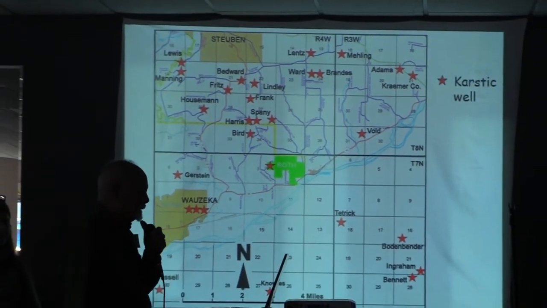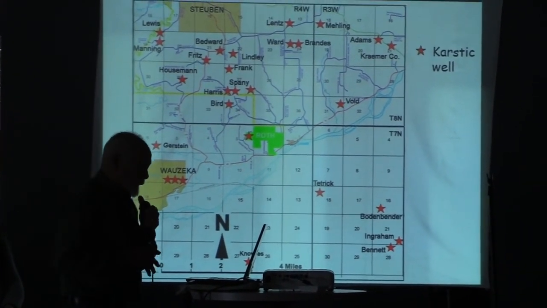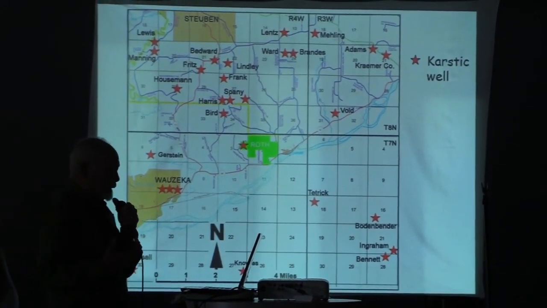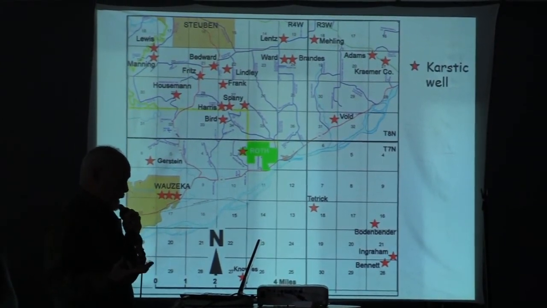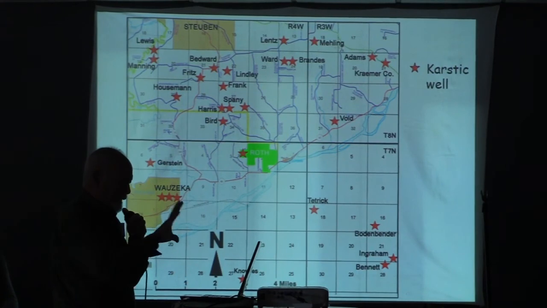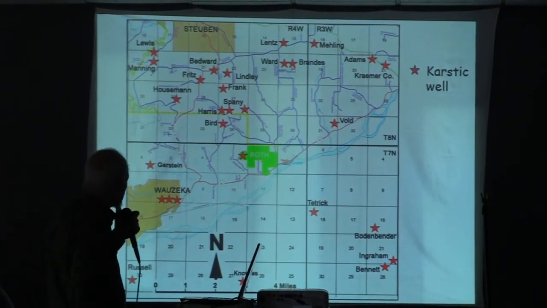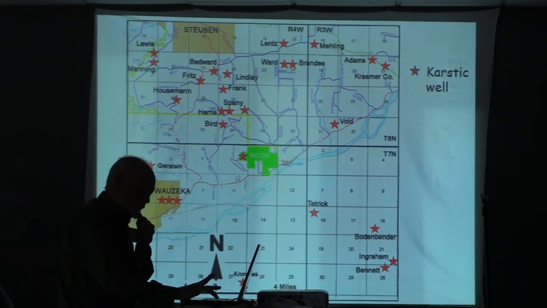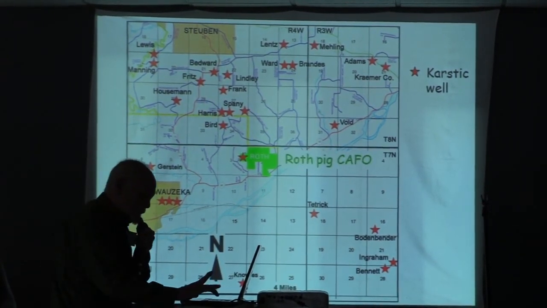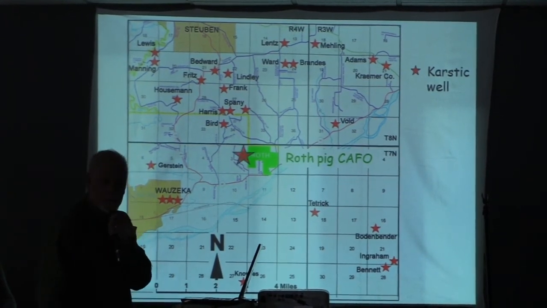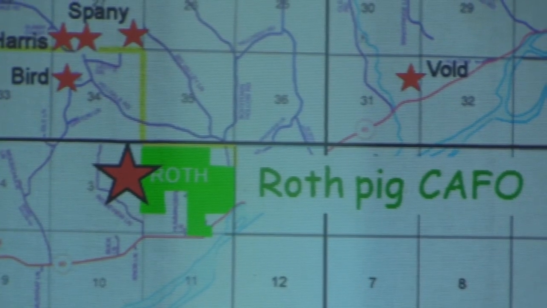There's a pig farm called the Roth Pig Farm, and they were applying for a larger permit to have more pigs to farrow. Just out of curiosity, I looked at all of the wells drilled around that area, and all of the karstic wells are the red stars. And the pig farm has karst there, so enough said.